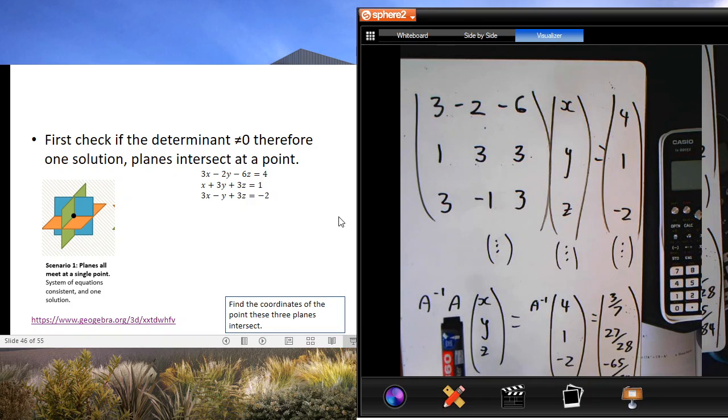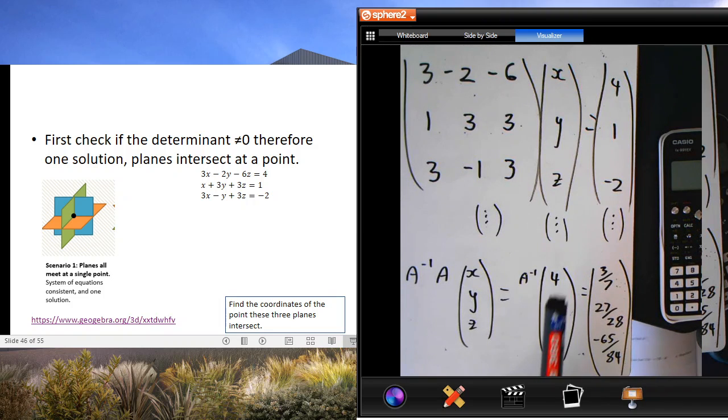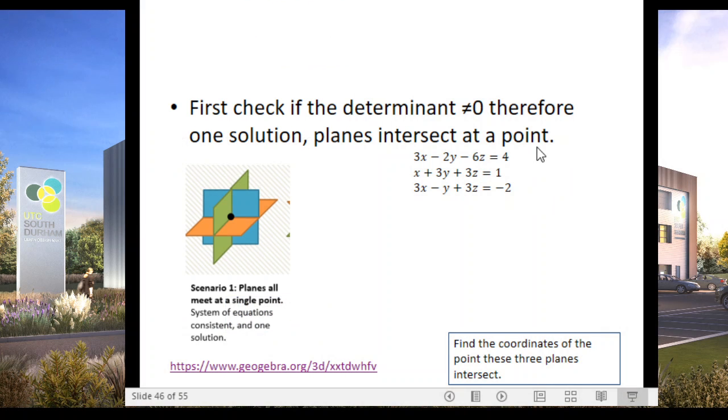A inverse times A times x, y, z is obviously going to give us the identity matrix times x, y, z on the left. So multiply that out. It's just going to give you x, y, z. Multiply the 4, 1, minus 2 on the right by A inverse. Again, do that on your ClassWiz calculator. It gives you this one point here: 3/7, 27/28, minus 65/84. That tells us that these three equations have got a unique solution, and moreover, we have found that unique solution.